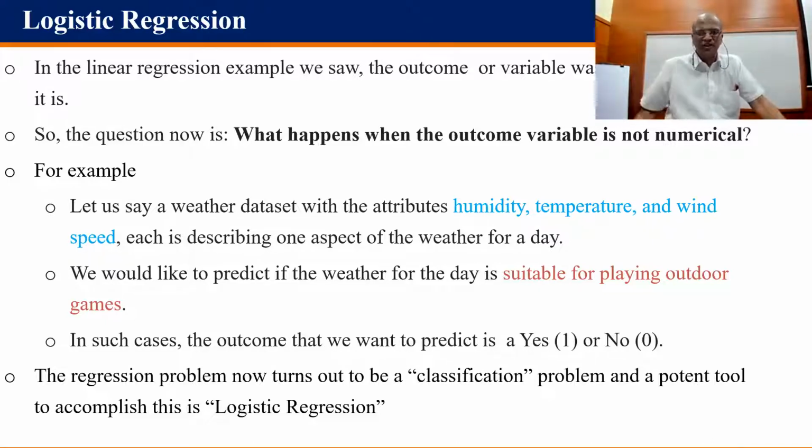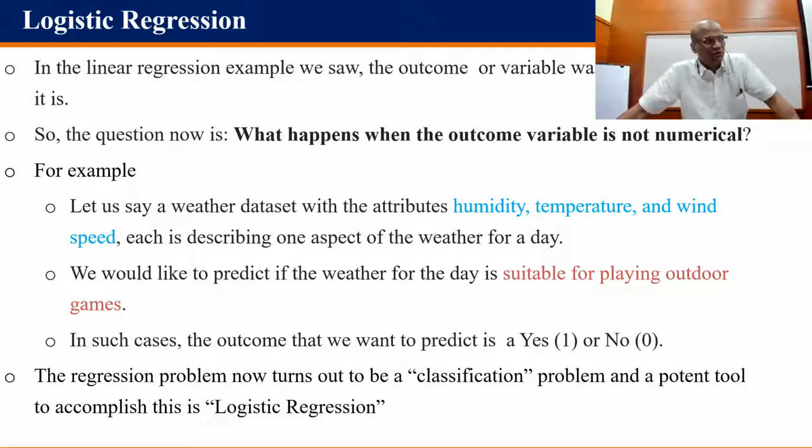Now the objective function is a 0 or 1. So the regression problem now turns out to be a classification problem. If it's a linear combination of all the weights and your attributes, the output should always be a 0 or 1. So can you model it and tell me, if I tell you the humidity, temperature, and wind speed, can you tell whether Pradeep will go out of the campus or not? Okay. So if you're able to do that, you're doing logistic regression.